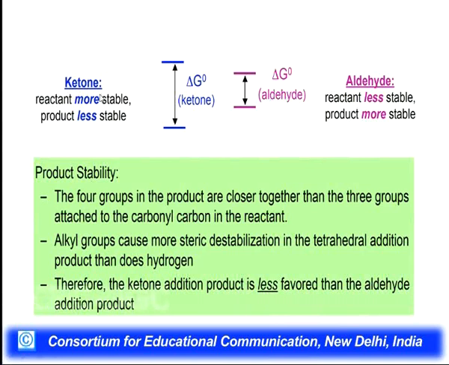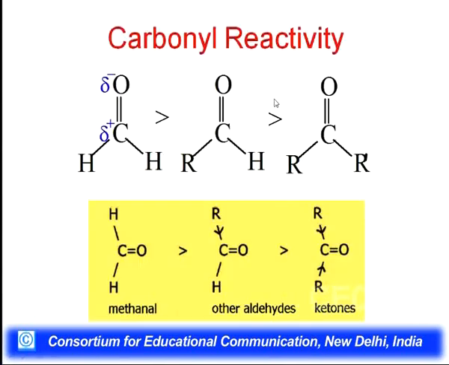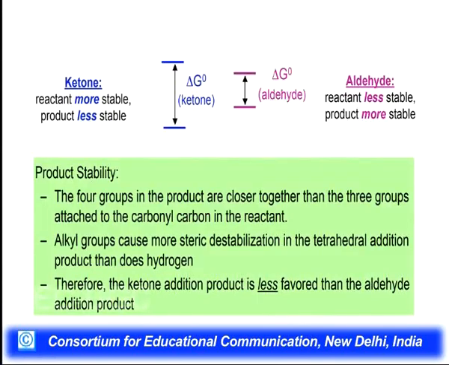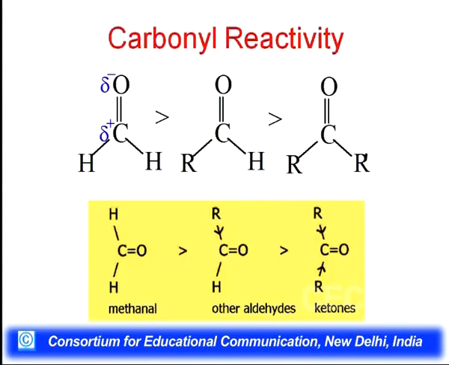So when we talk of a ketone, the reactant is more stable because of the plus I effect of the two alkyl groups, and the product is less stable because there is steric hindrance, as the carbon has to adjust four groups. So the delta G here is high and the reaction is unfavorable. Whereas in case of an aldehyde, the reactant is less stable and the product is more stable, and hence this reaction is favored.